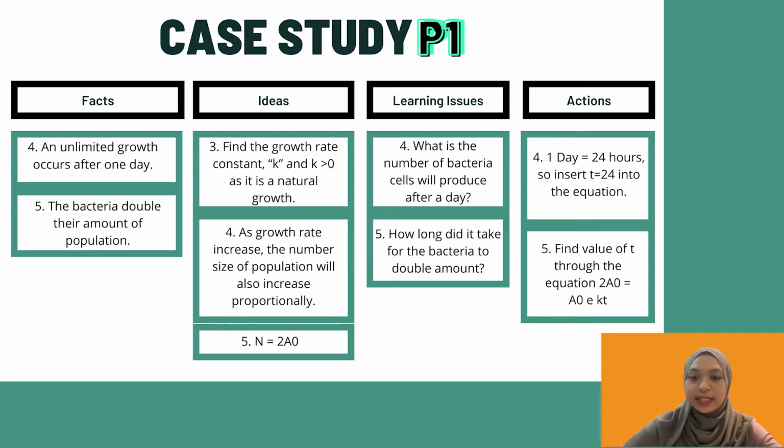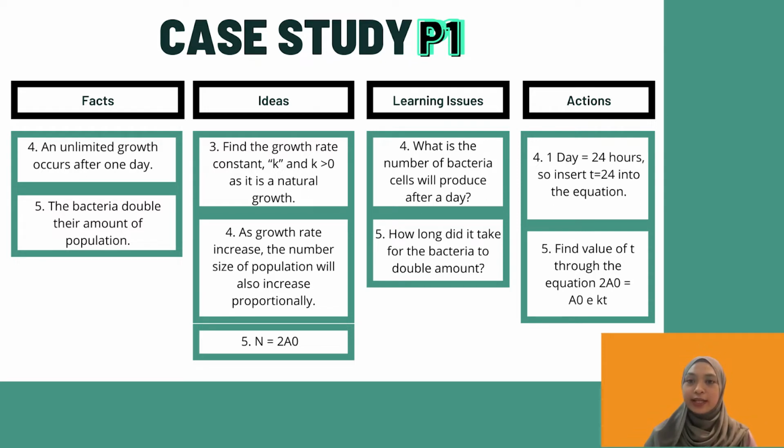For the learning issues, there are a few questions that come from this case study. First, what is the exponential growth equation? Second, how to find the value of A? Third, what is the growth rate constant by referring to the number of population after 3 hours? Fourth, what is the amount of bacteria that will be produced after 1 day? And fifth, how long does it take for the bacteria to double their amount?